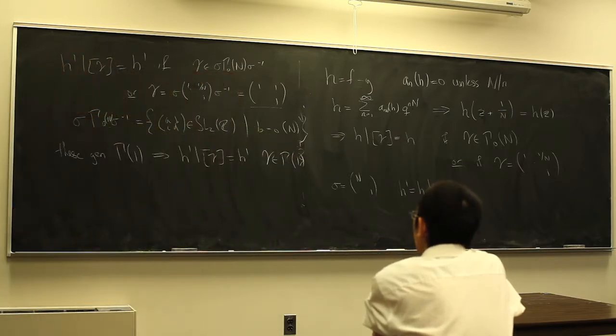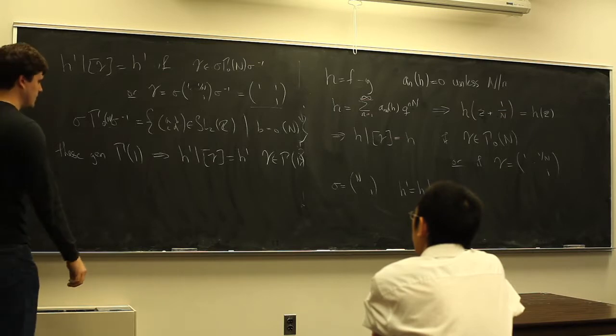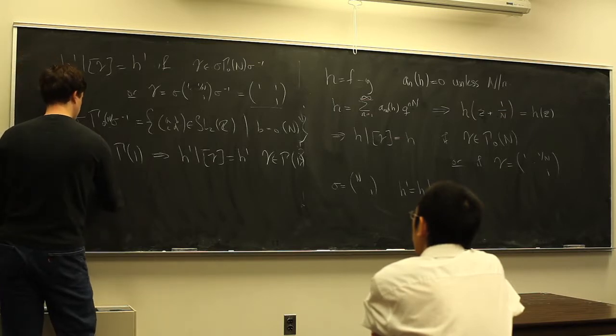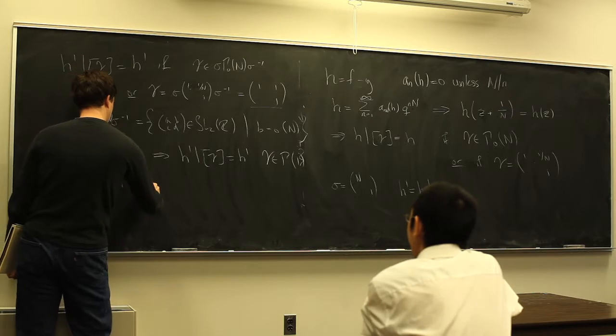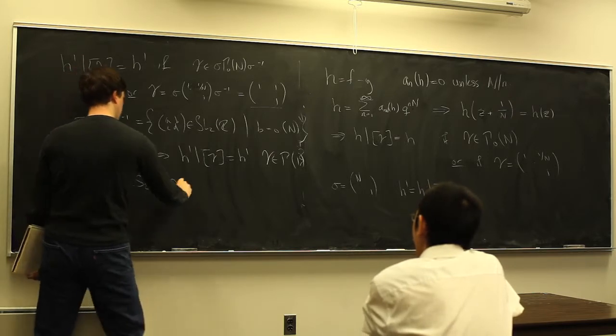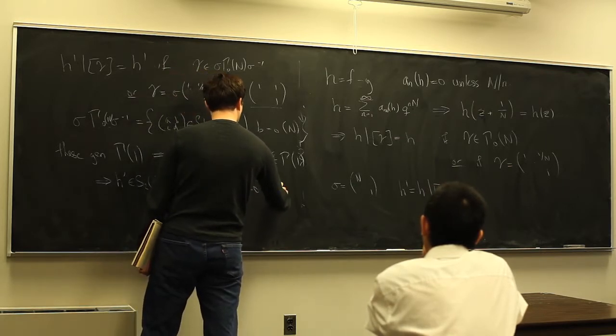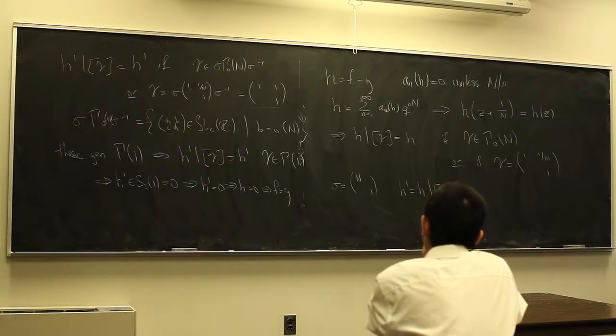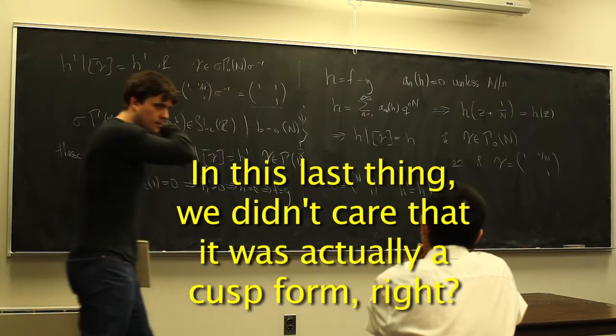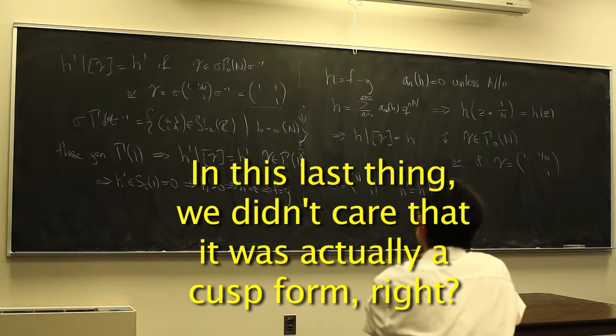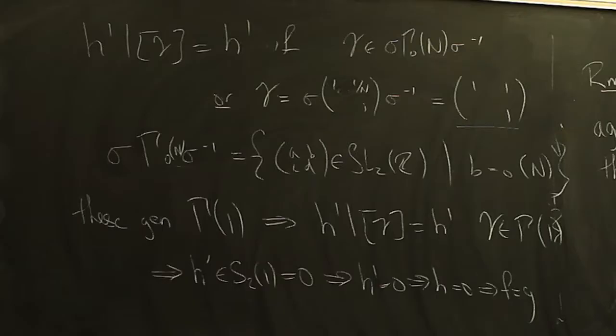And it has the correct properties at the cusps. So that means it's in S2(1). And that's 0. So H prime is 0, so H is 0, so F equals G. Any questions about this? Yeah, I suppose that's okay here.